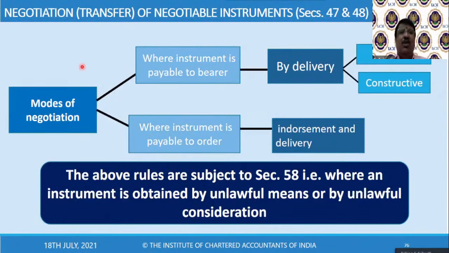Moving on. What is negotiation? Negotiation is transfer. A piece of paper becomes negotiable. Classic example is a currency note. When you give a 500 rupee note to somebody, remember, what are you doing? You are negotiating. Why? Because what is that currency note? Look at it. It's a promissory note. Who is promising? The RBI governor. I promise to pay the bearer a sum of rupees 500.